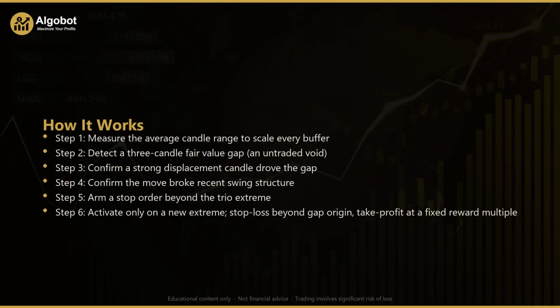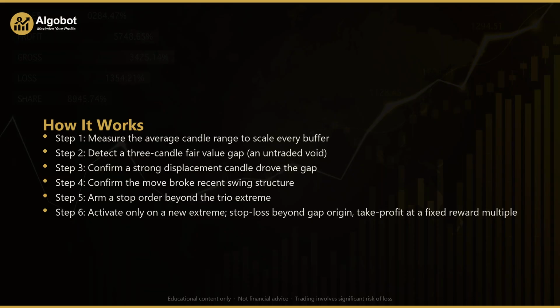Now let's walk through the exact logic, step by step. The strategy evaluates everything once per newly closed bar, so it works with completed candles rather than reacting to every tick of noise. First, it calculates the average candle range over a recent window. This single number scales all of the strategy's distances, so the same settings can adapt across different symbols and time frames. Second, it inspects the 3 most recently closed candles to see whether they form a fair value gap.